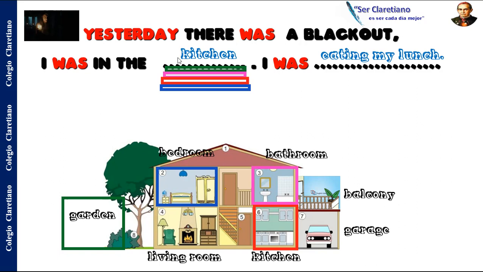Álvaro, please tell me your example. I was in the bedroom. I was washing my hands. Okay, but in the bedroom it's not possible to wash your hands. Yeah, maybe if you have a bathroom in your bedroom, it's possible. I was washing my hands. Good. Okay? Repeat, please, everybody, repeat.